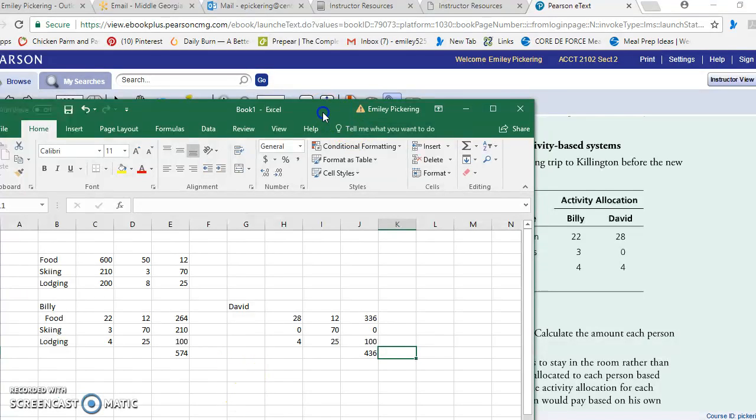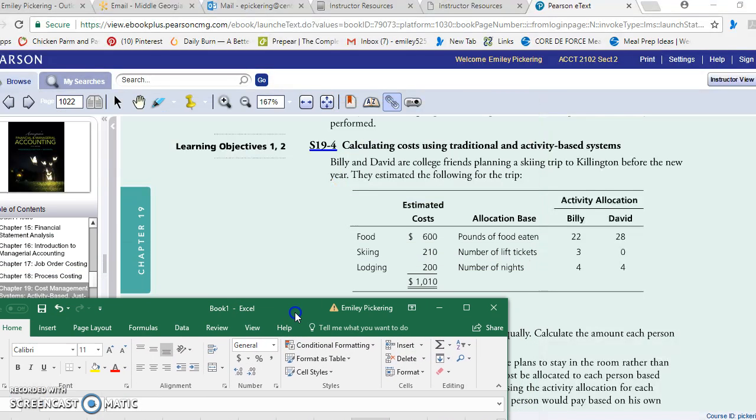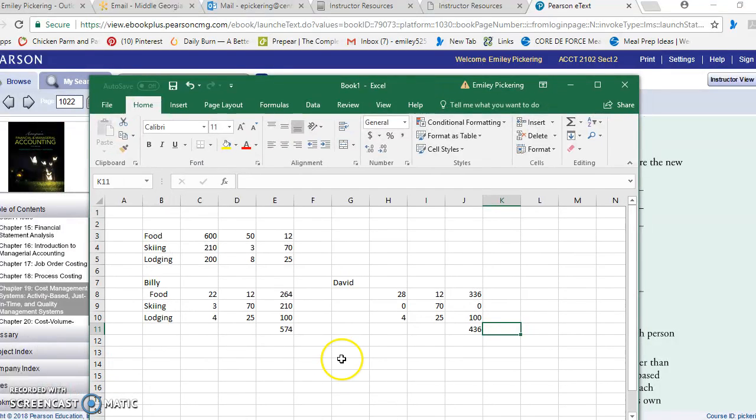Now, if you just split this in 2, the total cost was $1,010, and if you just divided it by 2, it would be $505 a person. So Billy would be not paying enough and David would be paying too much if you just use a regular costing system for this. So that's how you do activity-based costing.